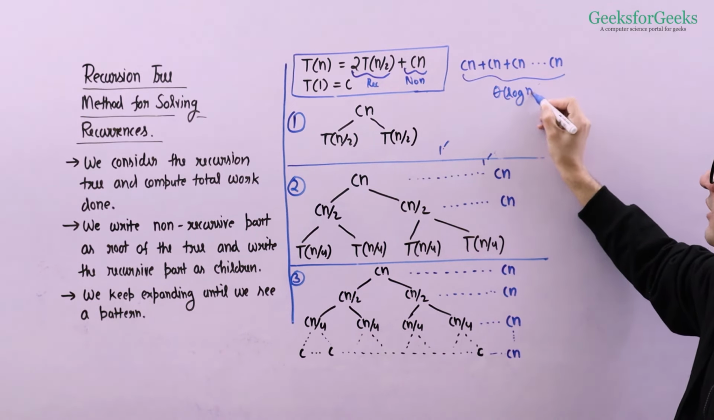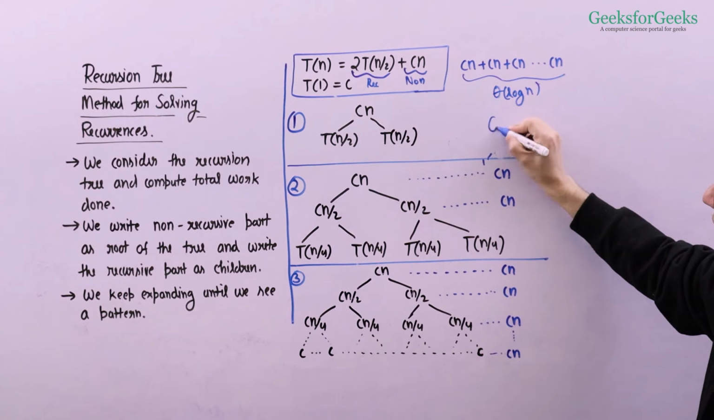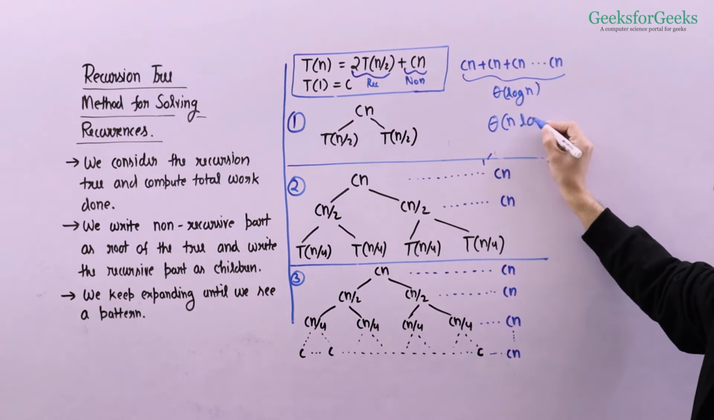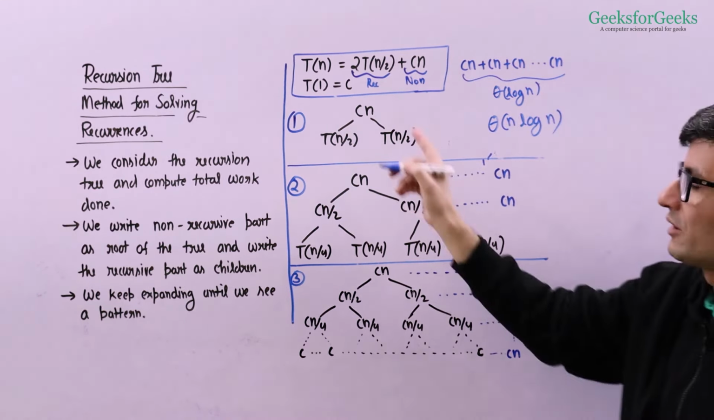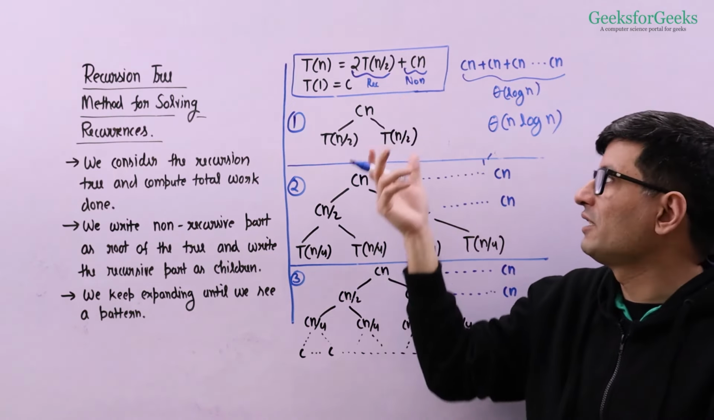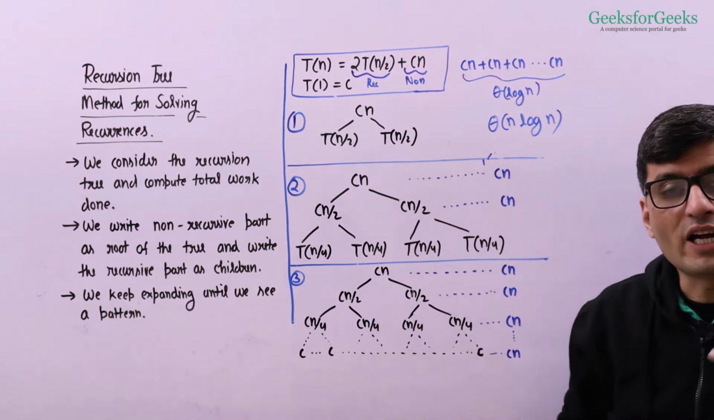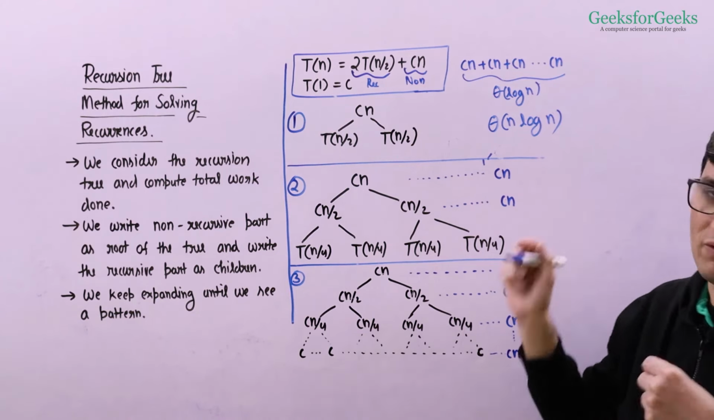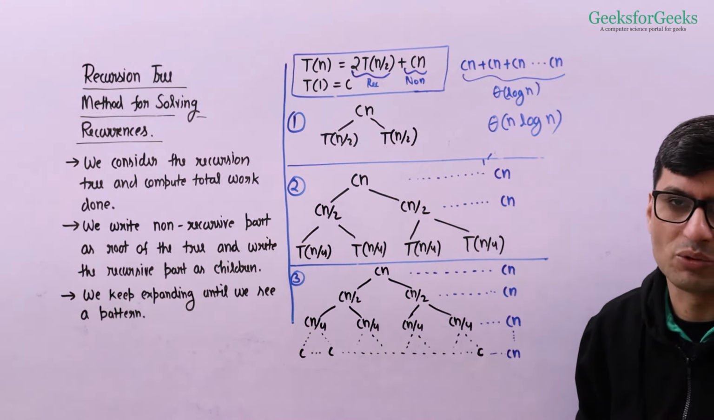So how much is the sum of this whole series? It's clearly theta of n log n. So that's the amount of work we are doing in this recursion tree, and that's the value of this recurrence. That's the asymptotic value of this recurrence. We haven't found the exact value, we have found the asymptotic value.